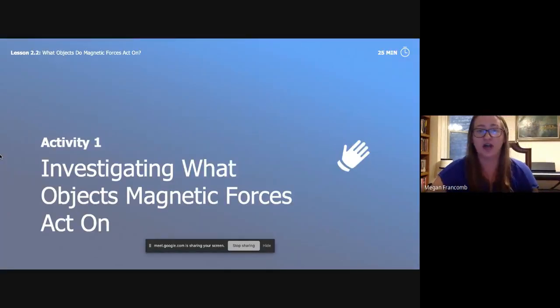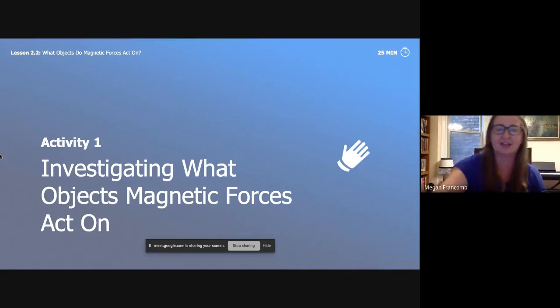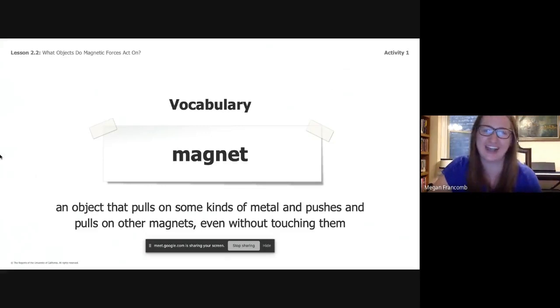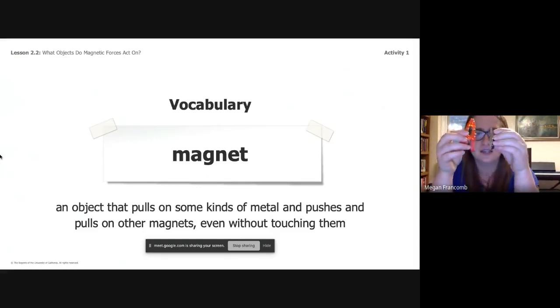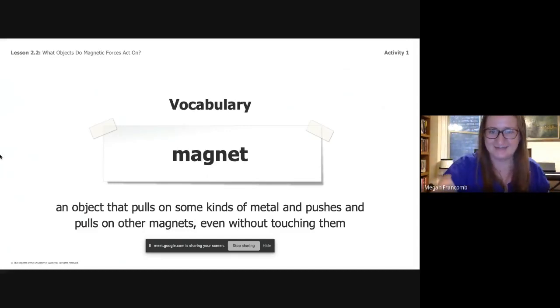So your activity today is to investigate what objects magnetic forces act on. So another vocabulary word, magnet, an object that pulls on some kind of metal and pushes and pulls on other magnets, even without touching them. So I'm just using magnets off of my fridge, and if I bring them close, I can feel the force trying to pull these two magnets together. You can't see the magnetic force, but I can feel it. They're not very strong magnets.